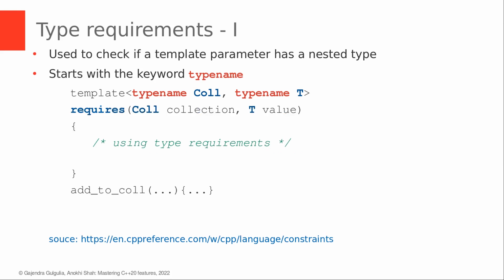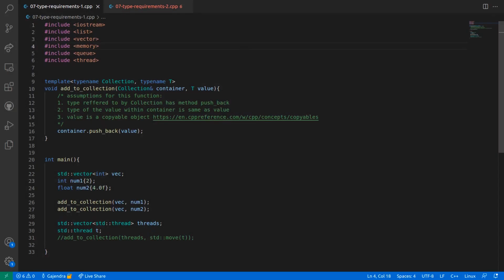With this demonstration, I would also like to complete adding constraints for the template parameters of the function add to collection that I promised in the beginning. Let's see this in the code. Here I have the same add to collection method with the following requirement. Collection can be any container that provides a push_back method. The type of the collection in the container must have the same type as that of the value that is intended to be added to it, and the value is a copyable object.